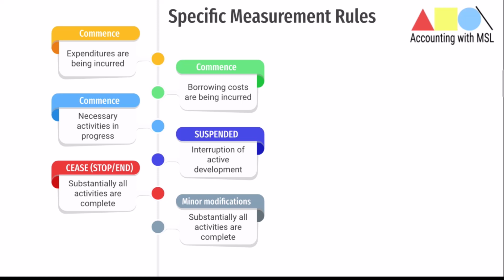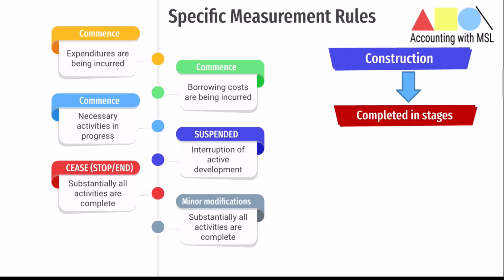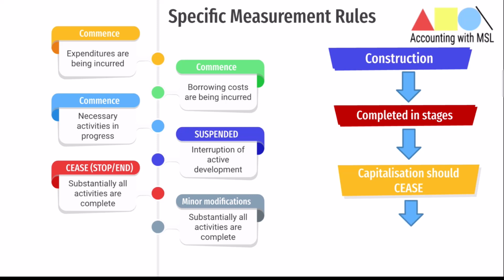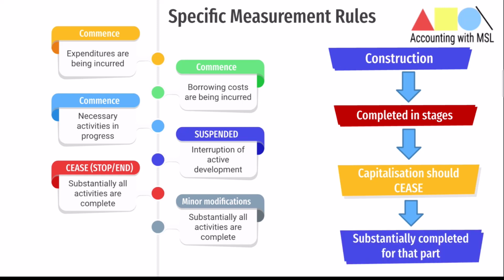What are the rules when construction is completed in stages? Where construction is completed in stages, which can be used while construction of the other part continues, then capitalization of borrowing costs should cease when substantially all the activities necessary to prepare that particular part for its intended use or sale are complete. What does this mean?